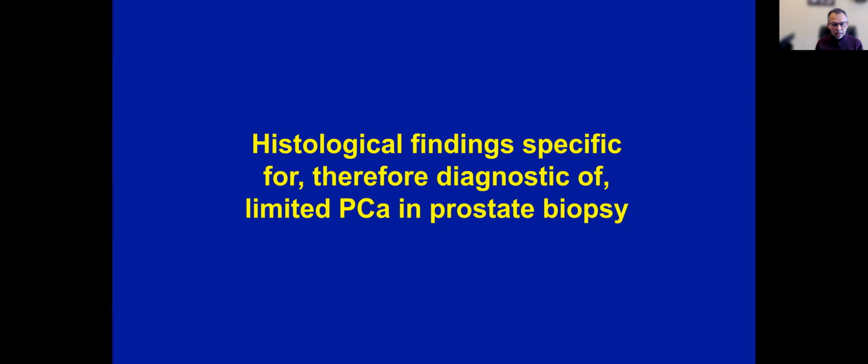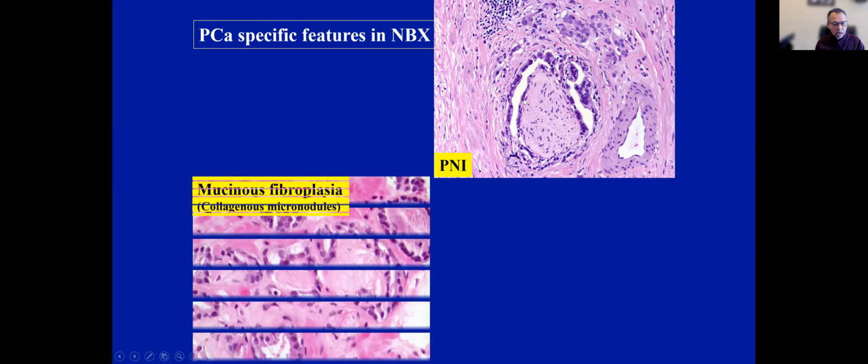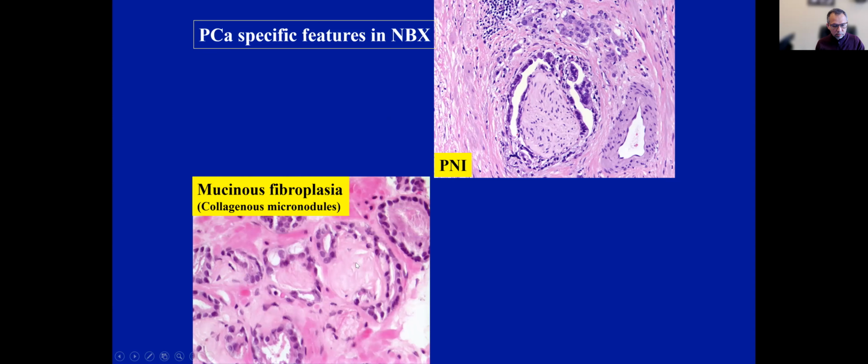So there are many histological features which are important for the diagnosis of prostate cancer, but only 3 histological features are considered specific, pathognomonic, or diagnostic of prostate cancer. And these 3 features include circumferential perineural invasion, like seen in this particular example, and mucinous fibroplasia, also referred to as collagenous micronodules, referring to these intraluminal eosinophilic secretions or plugs within the glands.